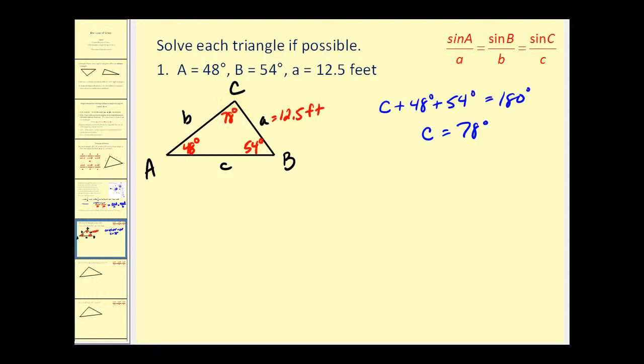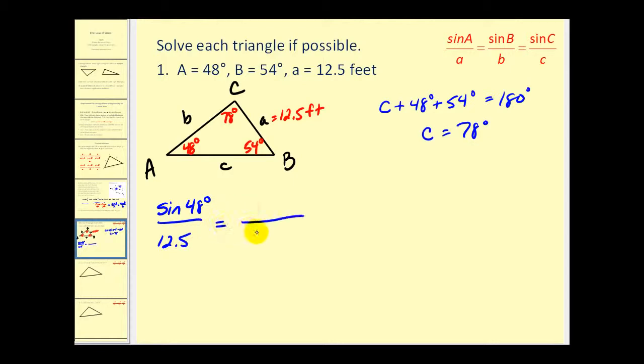So now what we're left to find are the lengths of side B and side C. This will require the law of sines. Again, what we're going to do is pick two of these ratios where three of the values are known, and then we'll solve for the remaining unknown value. So we do have to have the measure of one angle and its opposite side to start with, and so we'll use angle A and side A to get us started. So the sine of 48 degrees is to 12.5 feet.